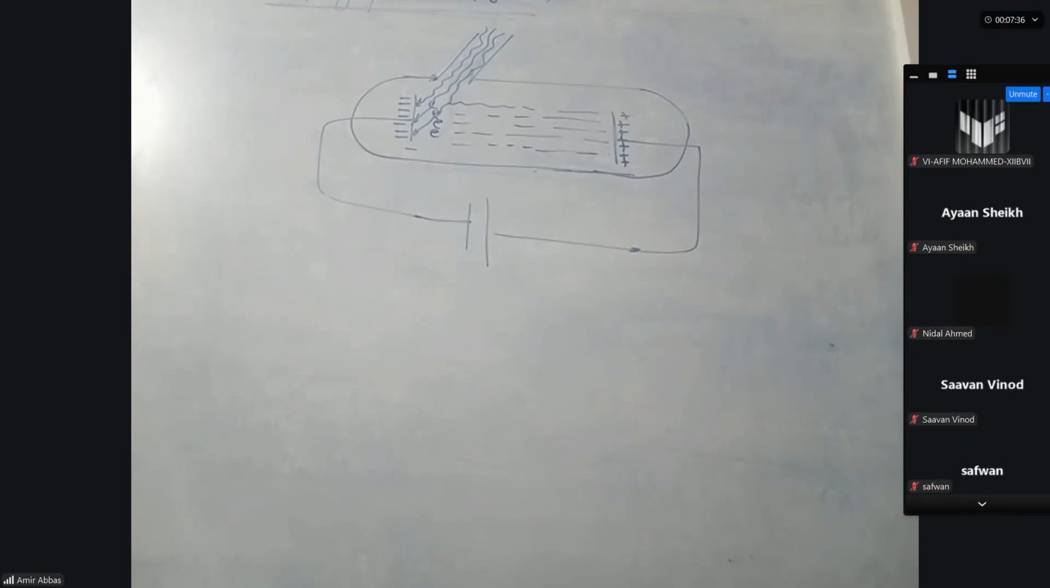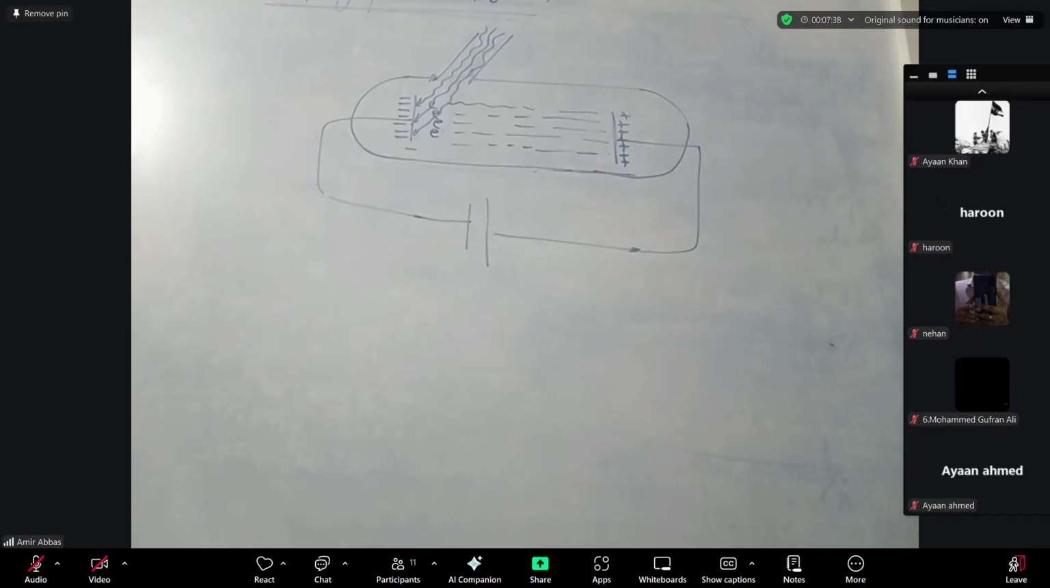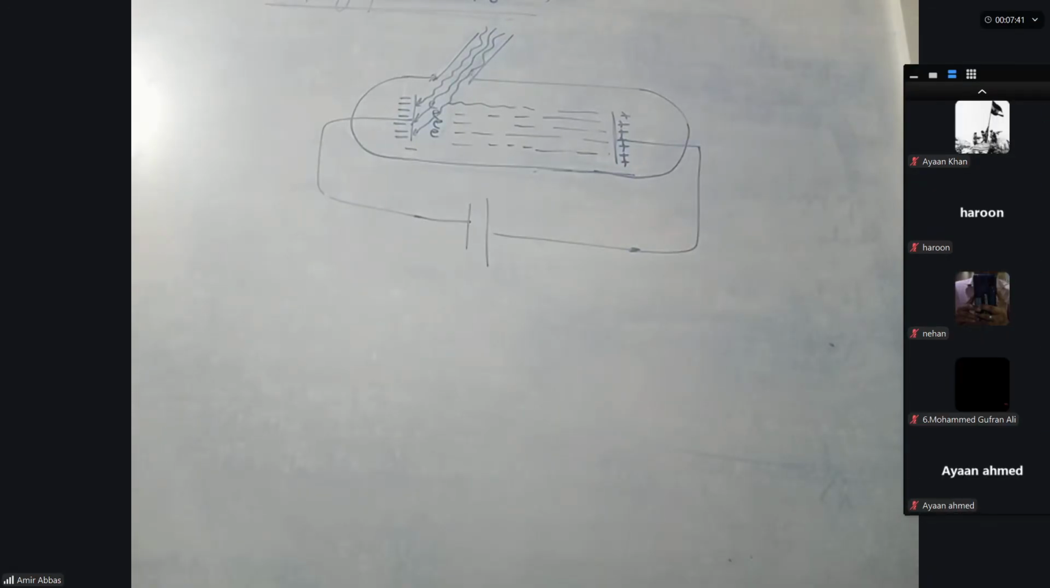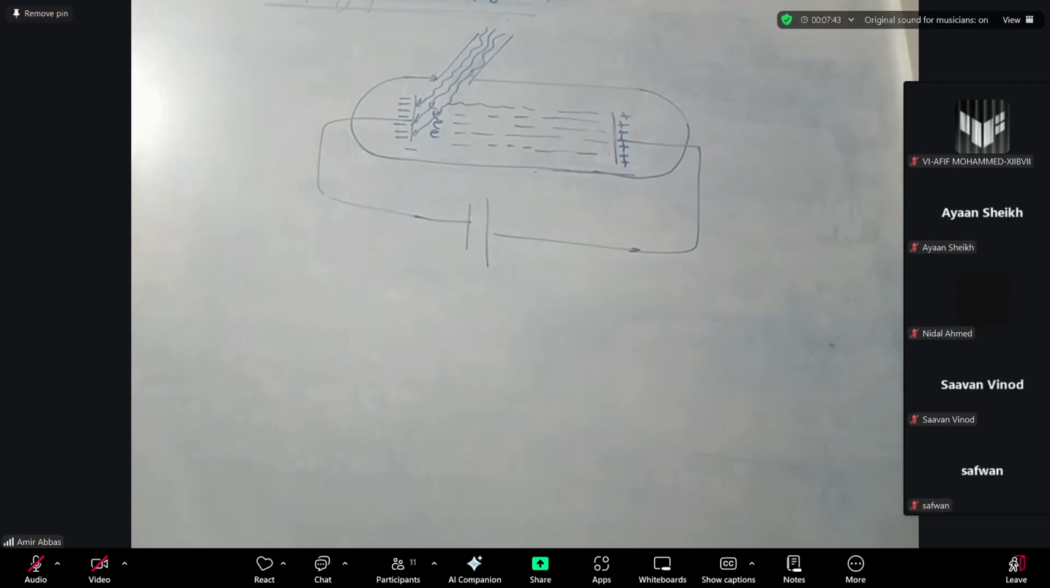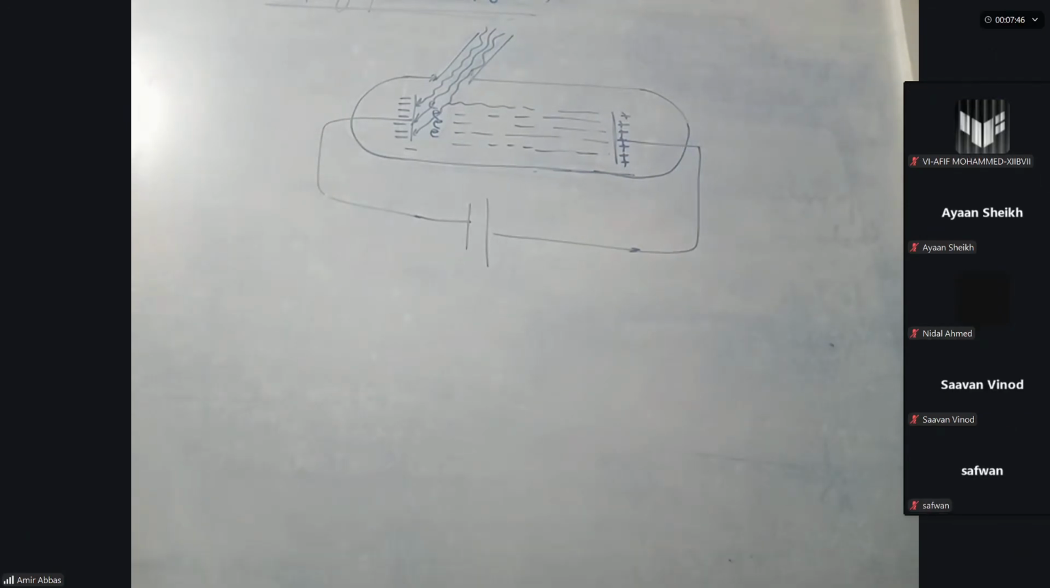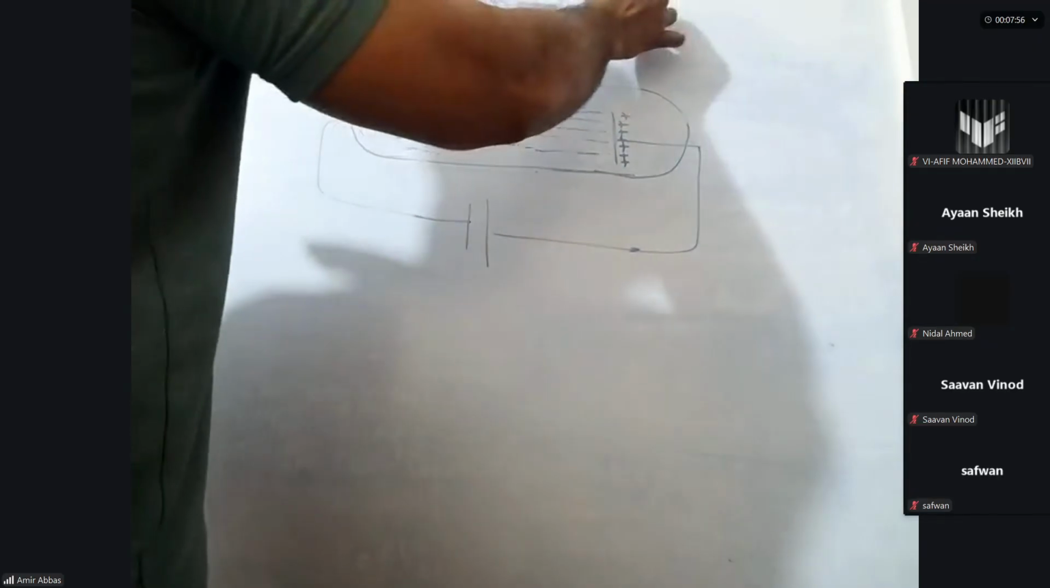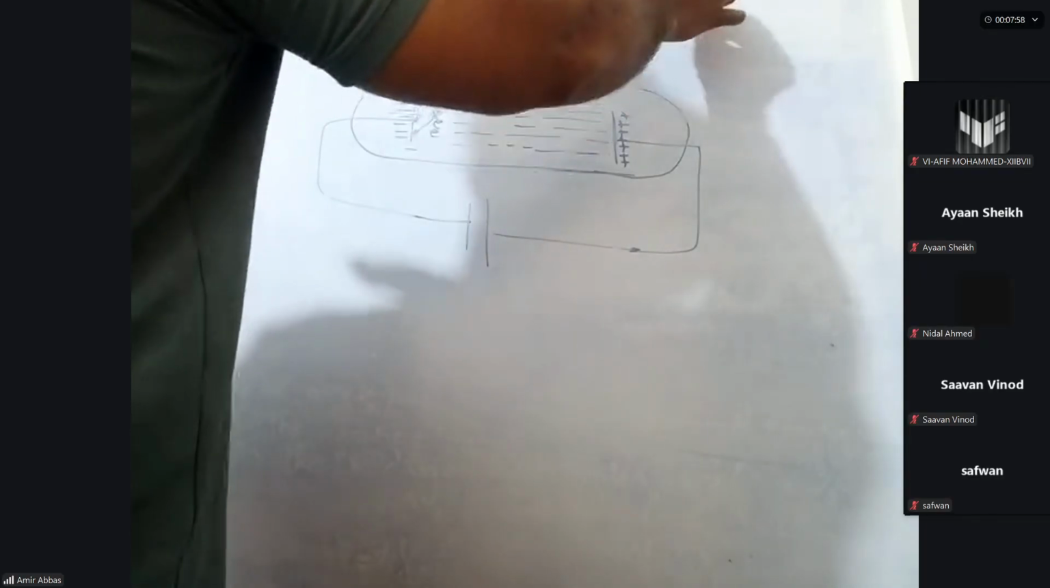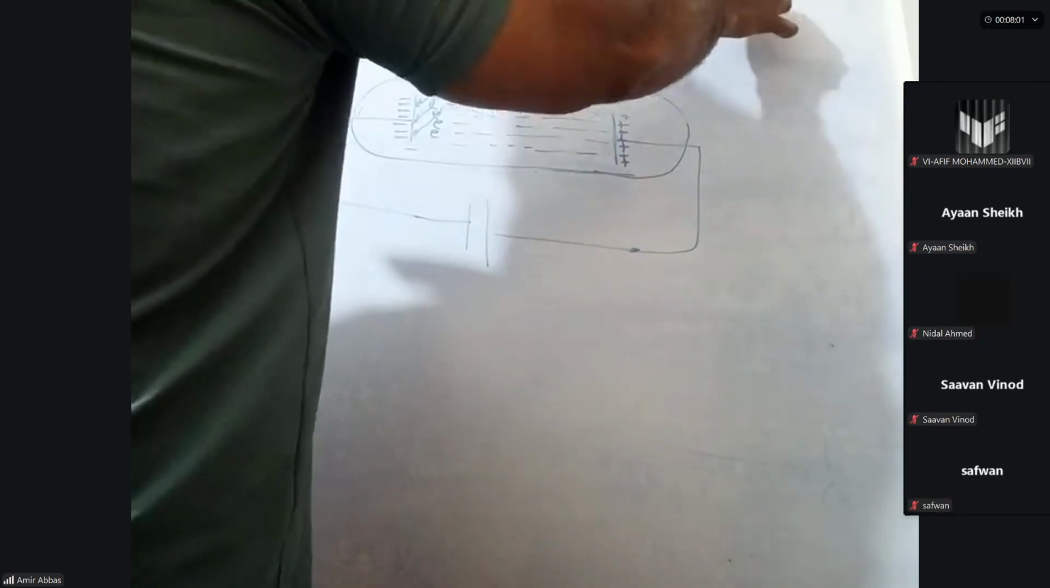At which retarding potential of anode the photoelectric current becomes zero, called cutoff or stopping potential. The second name of this potential is also cutoff potential. Have you got that here? Cutoff.